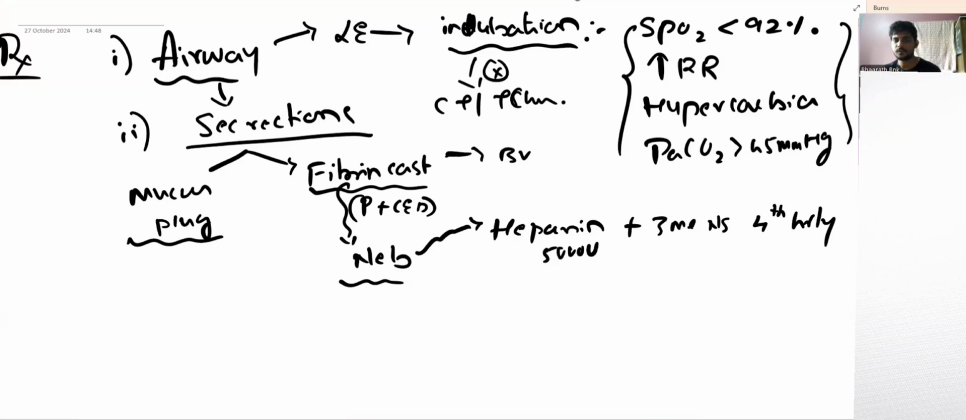Already in burns patients, there is acidosis and there might be hypothermia also that will lead to coagulopathy. So that is why it is stopped. Now, the only form of heparin to be used is inhalational heparin. So 5,000 units in 3 ml of NS.